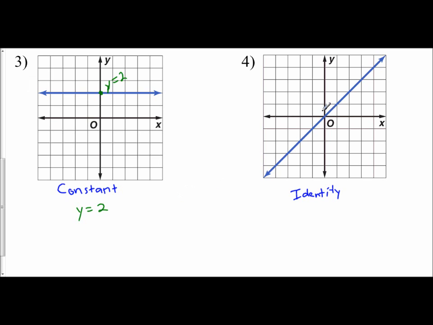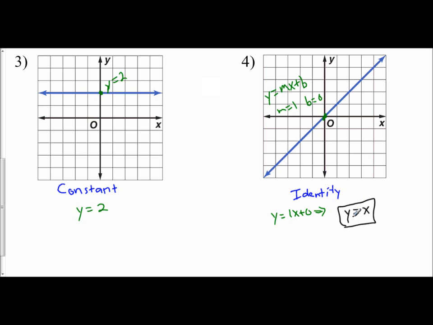For this identity function, we can kind of think of slope-intercept form to help us out because it is linear. You know, we have a slope of up 1, right 1, up 1, right 1. So our slope is 1. Our y-intercept is 0. So, you know, we have y equals 1x plus 0, which when we simplify it just gives us y equals x.